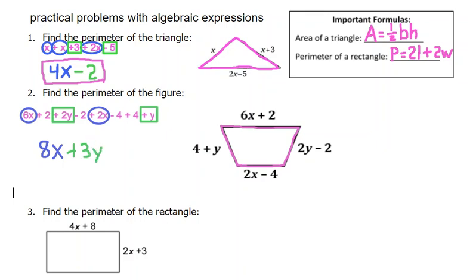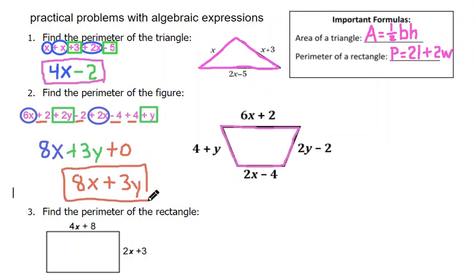And now I can do my constants. If I look at my constants, those are just numbers. I have a plus 2, I have a minus 2, I have a minus 4, and I have a plus 4. 2 minus 2 is 0. 0 minus 4 is negative 4. Negative 4 plus 4 is 0. So that would really be plus 0. But since adding 0 to something does not change it, I do not have to write that in my answer. So my most simple answer, my simplified answer, would be 8x plus 3y, and that is my final answer.